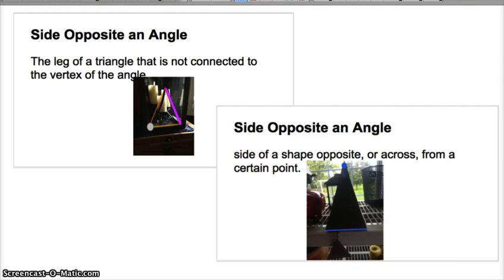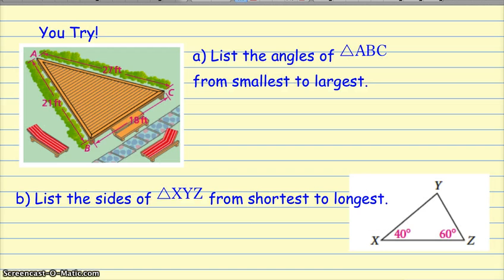This slide I threw in, my students did this last year. It just gives you the definitions of sides being opposite angles. So it says the leg of a triangle that is not connected to the vertex. Notice we have this white circle right here, that vertex. The purple is opposite, meaning across. Side opposite an angle is the side of a shape opposite or across from a certain point. Across. Students always seem to goof that up with this one. Let's look at a couple of examples.